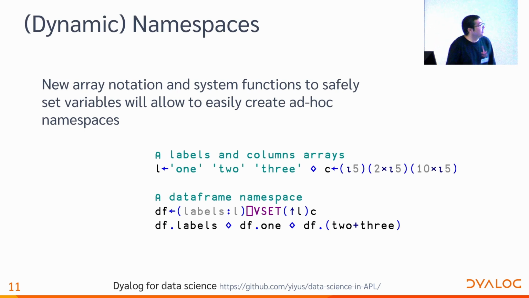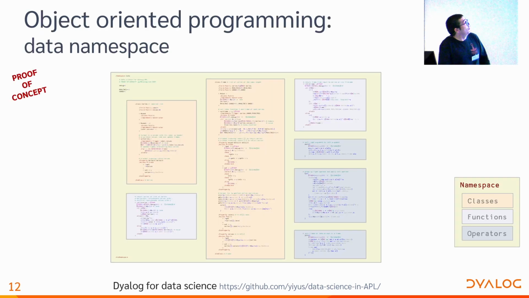Adam explained yesterday how we will be able to very easily create a namespace. So, for example, in this line here, we could create something very similar to a Python data frame, where we would have a namespace where we have the labels and where we can refer to the columns by their labels and operate with them. And this will be closer to what we do in Python. But if we want to be close to Python, we actually can do it now.